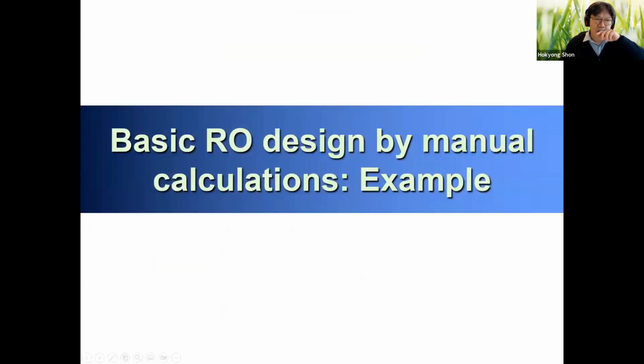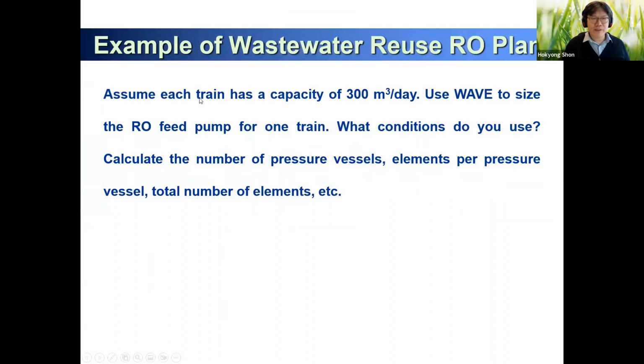So let's have a basic RO design by manual calculation, as one example. So let's say you want to design 300 cubic meter per day. You can use the WAVE software to size the RO feed pump for one train. So what conditions to use? Calculate the number of pressure vessels, elements per pressure vessel, and total number of elements.